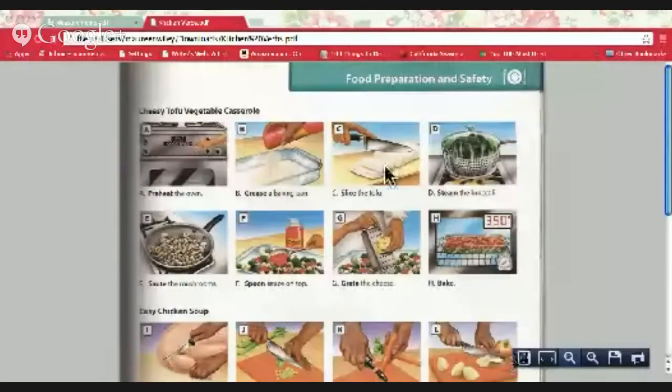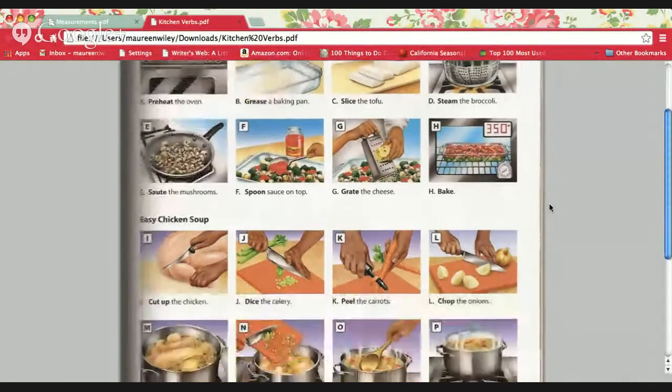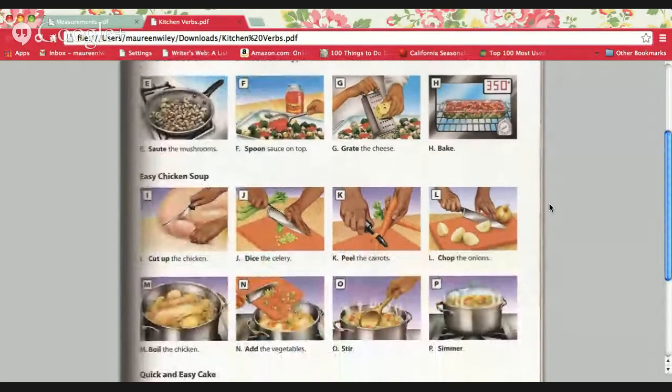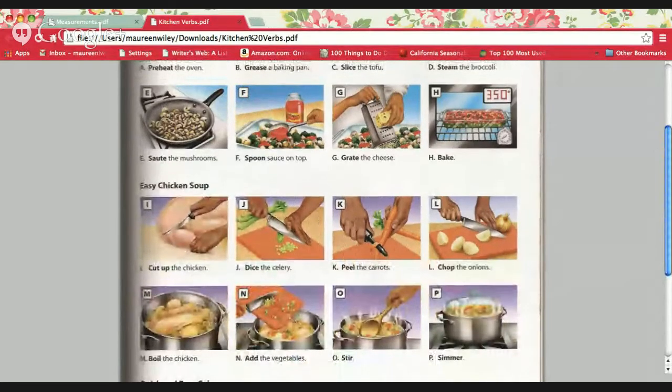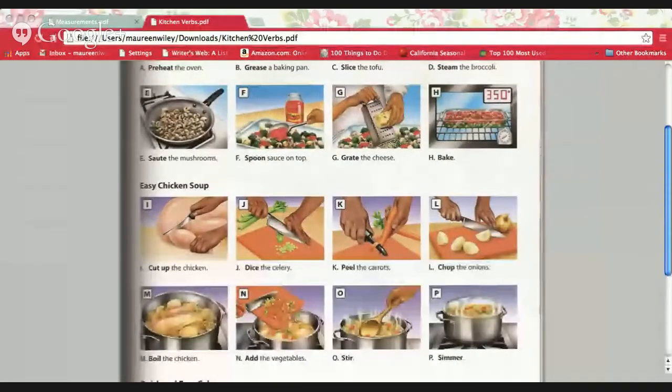Okay, very good. So we covered those. Next, they have a recipe for easy chicken soup. Who wants to read letter I? Can I get a volunteer to read letter I? Okay, I can try. Sure.